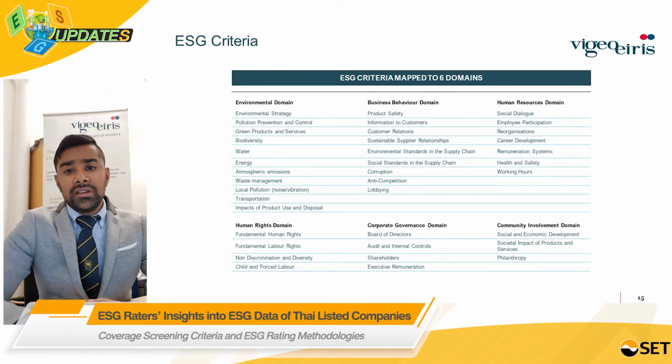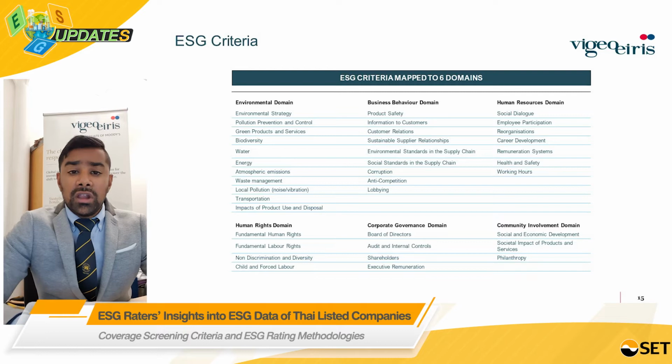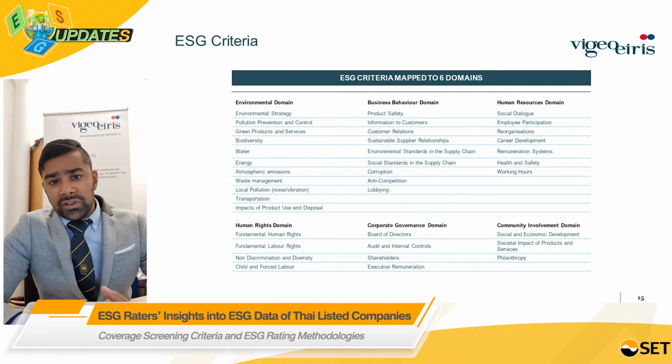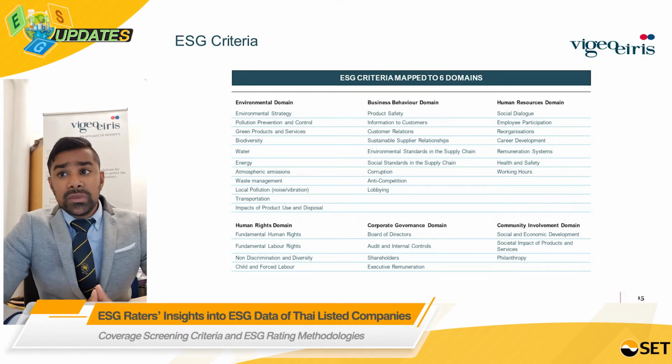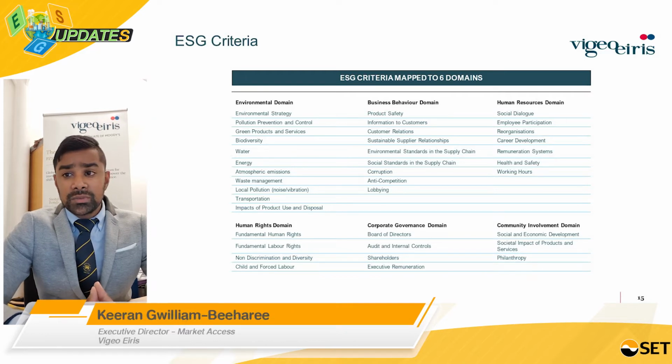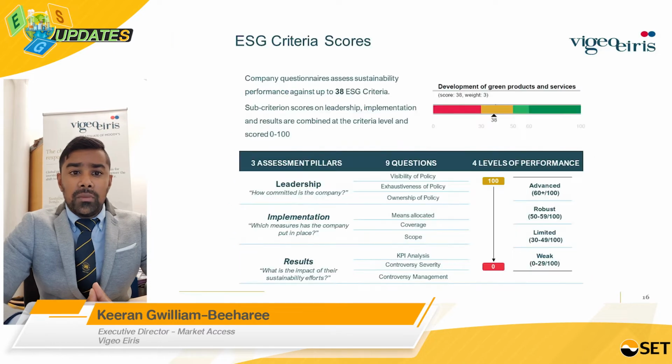So here on this next slide, I've got a map of the ESG criteria that I was talking about. And so you could see that within this concept of an environmental domain, there are a number of different ESG criteria we could look at for a company: water, energy, biodiversity, transportation. They'll be assessed depending on their materiality to a given sector. Within business behavior, you find issues related to consumer safety, you find issues related to supply chain management, as well as traditional business ethics issues like corruption, lobbying, and anti-competition. We look at criteria related to human resources, related to human rights, corporate governance, and then community involvement as well.